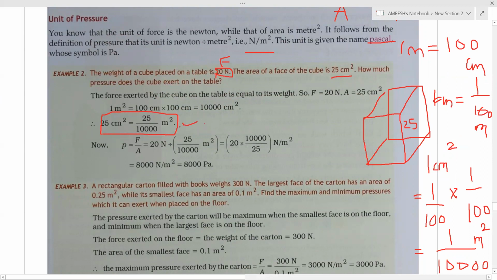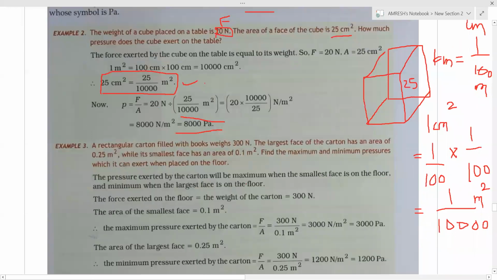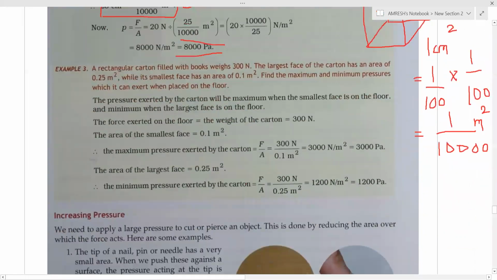Okay, we have converted that into SI unit. Now just divide 20 Newton by 25 by 10,000 meter square, and you will get the answer. Division, I think you are a class 6 student, you must have learned how to divide. So there must not be any problem in division. You divide that and you will get the answer easily. Okay, one more question is there.